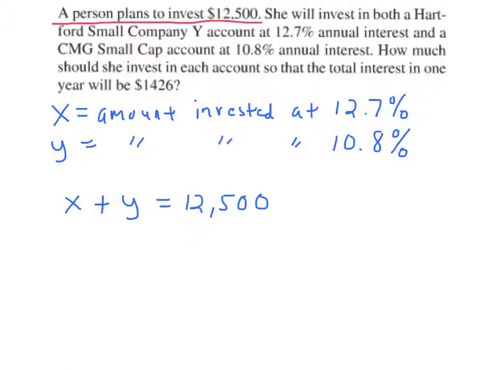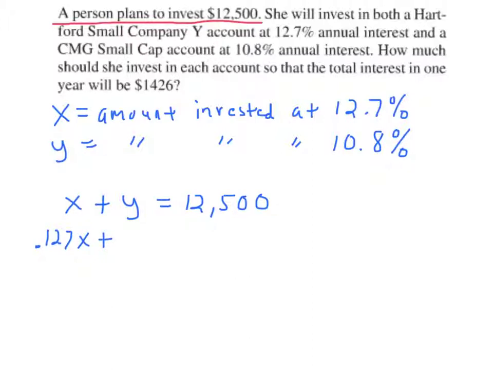So in the first case, the amount of money is X. Well, we're going to multiply that times its interest rate. Now we'll write 12.7% in decimal form as 0.127. So that would become X times 0.127. Or we can just put the 0.127 first. So 0.127x. And then plus.